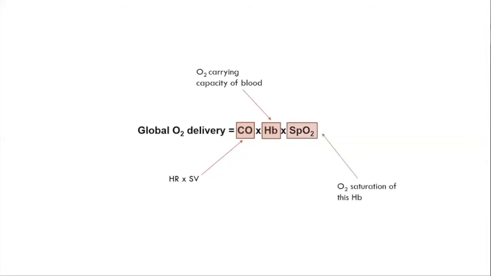So we need to then define what global oxygen delivery means. And we break this down into 2 components really. One is cardiac output, and that can be further broken down into heart rate times stroke volume, so really how well the heart is working, and then the arterial oxygen content, so how much oxygen is actually in the blood which is being pumped around the body. That is broken down into the oxygen carrying capacity of the blood, which is essentially your hemoglobin, the Hb, and then your oxygen saturation is the degree to which that hemoglobin is carrying oxygen. So that's your SpO2.